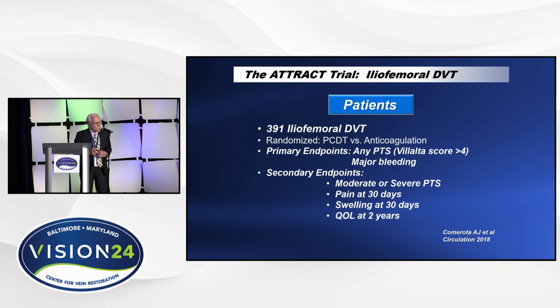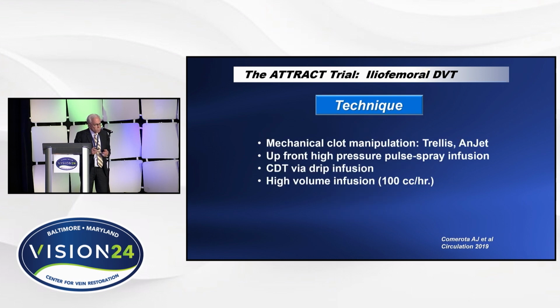We had 391 patients with iliofemoral DVT, randomizing them, importantly, to pharmacomechanical thrombolysis versus anticoagulation, and the mechanical part I want emphasized. The primary endpoint, the same as the other 2 trials, was any post-thrombotic syndrome defined by a Villalta score of greater than 4, so 5 or more. There are important secondary endpoints, just like the other trials: moderate and severe post-thrombotic syndrome, pain, swelling, and quality of life. The technique included mechanical manipulation of the clot in these patients.